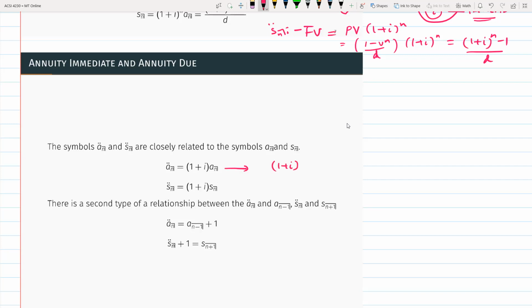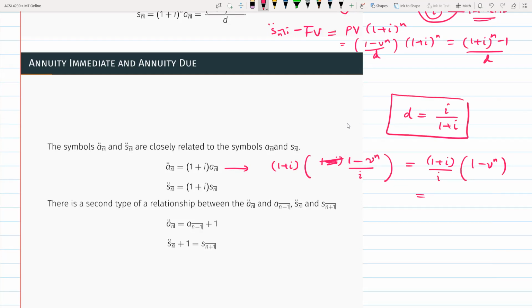1 plus i times a_n. What is a_n? a_n is (1 minus v^n) over i. So you will get (1 plus i) over i times (1 minus v^n). So what is d? d is i over (1 plus i) from module 1. So you can see this is 1 over d. So this 1 over d times (1 minus v^n), so (1 minus v^n) over d.